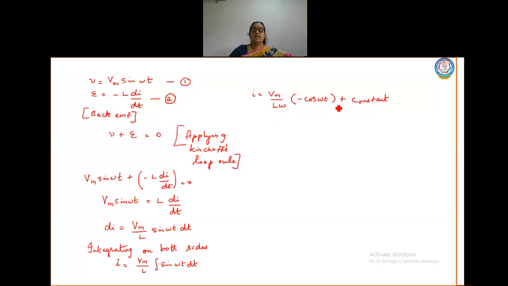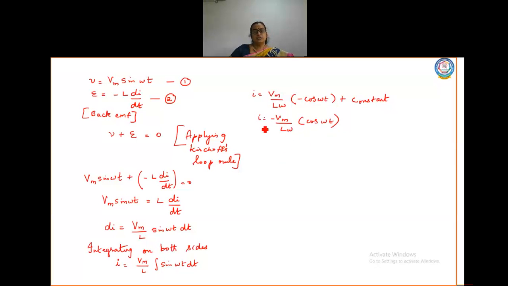Okay. Now as far as this inductive circuit is concerned, this constant does not have any use because it is independent of time. So we will take this constant value to be 0 and hence we have I is equal to Vm by L omega. Let me bring this minus outside. You will have cos omega t. Okay, is it clear?